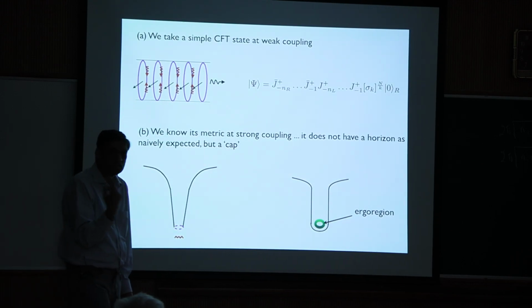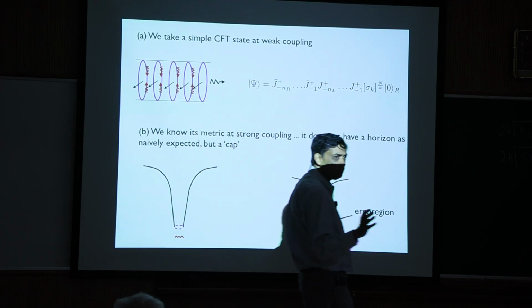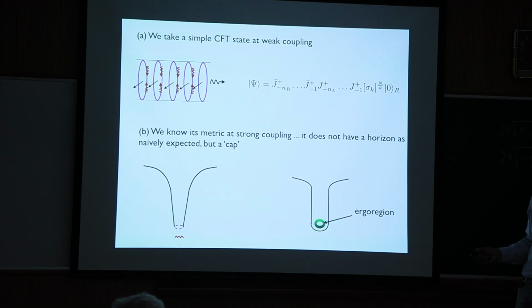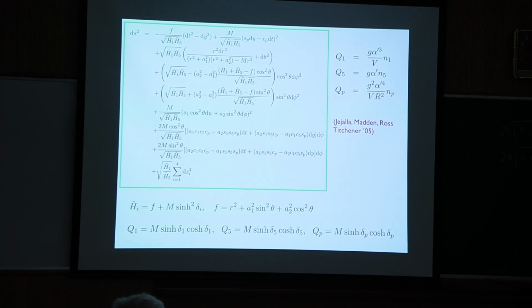Rotation generates something called an ergo region. You don't have to know what it is. It's just something in gravity which tells you there's some very high amount of rotation there. Okay, just a property of the metric. So for this state, we can actually make the metric. So now it's state by state. Every different state of vibration here gives you a different state in the gravity.